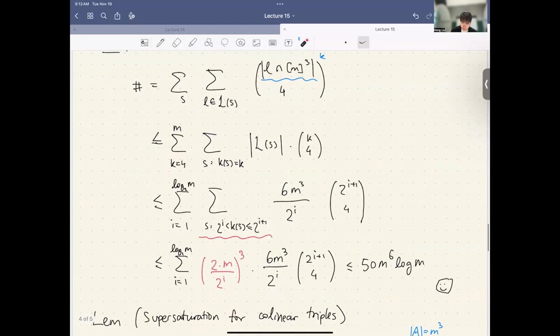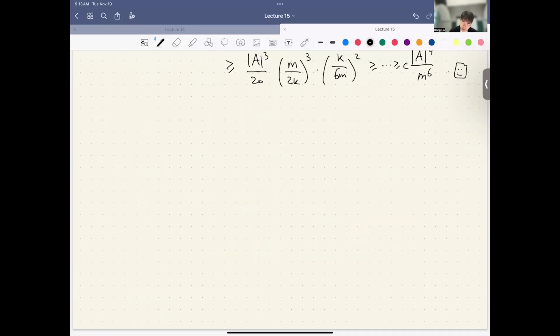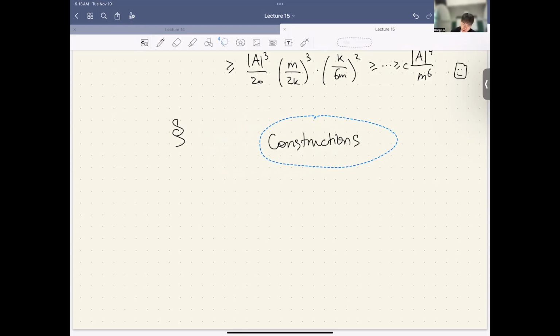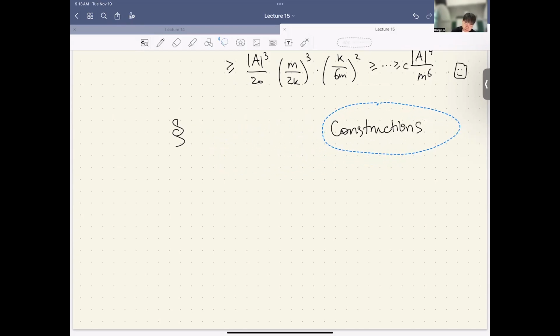So the next constructions. The first construction I will talk about is the so-called random block construction.